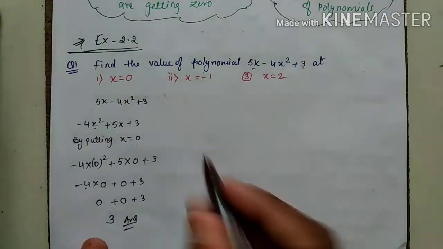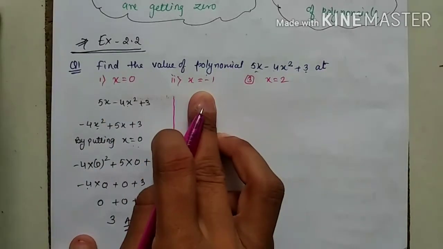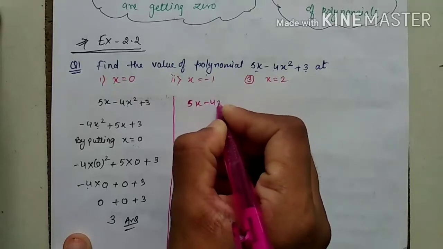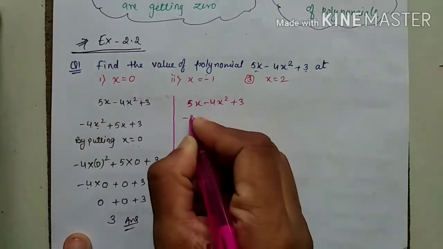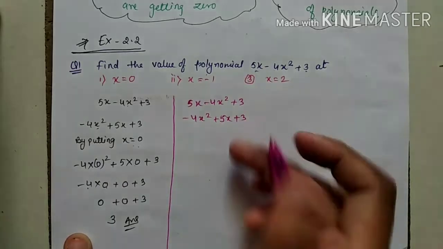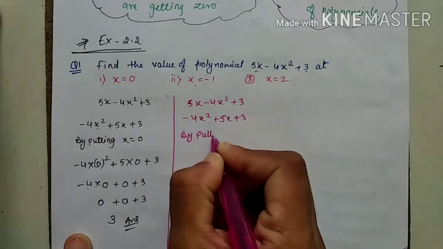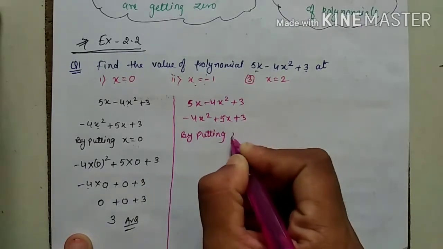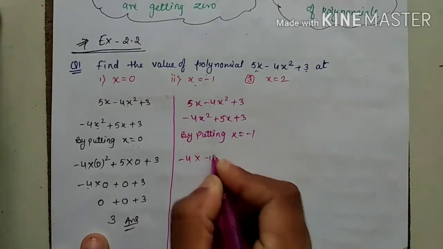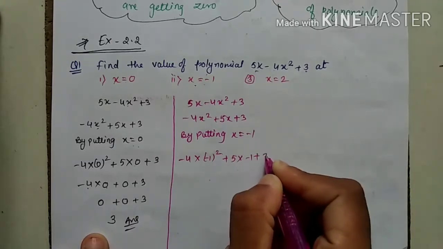Is it clear? Now second thing, I have to take the same polynomial but change the value. The value is given in the question. So 5x minus 4x square plus 3. Again I will make the sequence. Correct. Now x equals minus 1. By putting x equals minus 1, we get minus 4 into minus 1 square plus 5 into minus 1 plus 3.